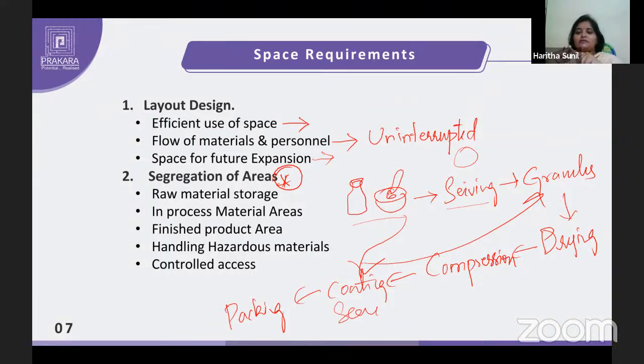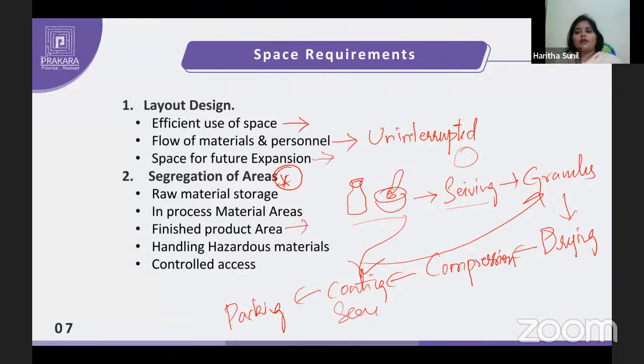Okay. And then in-process material zones. In-process material zones are where the materials that are being processed are kept before moving them to the production stage. For example, the granules, the tablets have been prepared. Now they have to be sent to the coating. Before sending them to the coating, you will be placing them in a warehouse, which is called an in-process material warehouse. Okay.